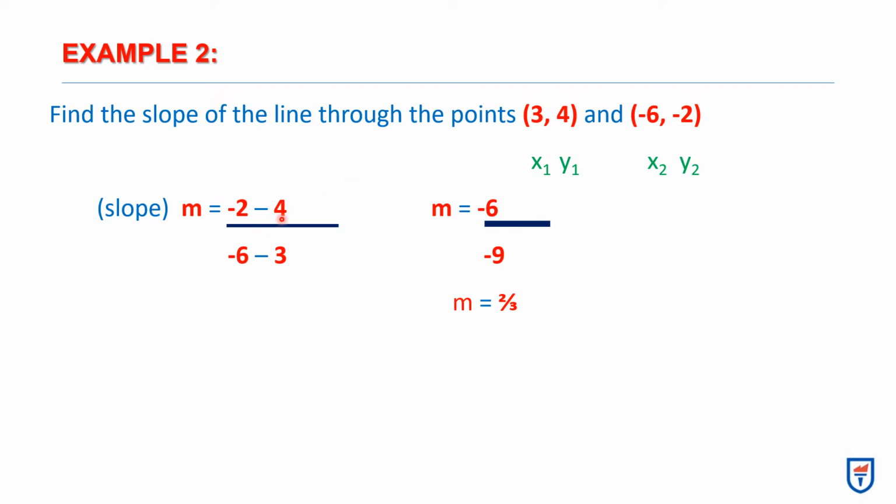Minus 2 minus 4, because both of them have a negative, we add them, which becomes minus 6, and minus 6 minus 3 becomes minus 9. So our slope m is equal to minus 6 divided by minus 9, which gives us a final slope of 2/3. Because the negatives cancel each other, you have a positive slope, which is 2/3.